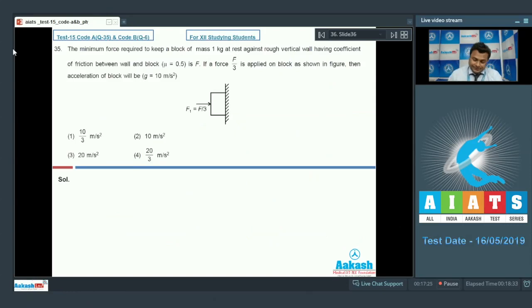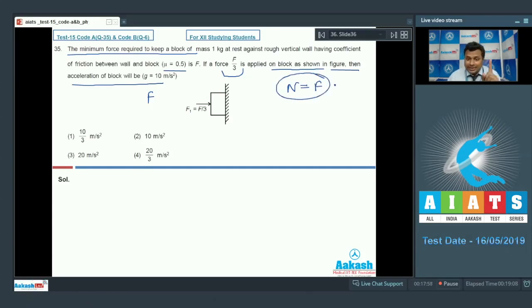Question number 35 everyone. The minimum force required to keep a block of mass 1 kg at rest against a rough wall having coefficient of friction between the wall and block mu 0.5 is capital F. If a force of F by 3 is applied on the block as shown in figure, then the acceleration of block will be what? Now if we are applying a force F, then what will happen? Normal reaction will also be F. Since it is at rest, limiting condition, so we have mg acting downward, limiting friction acting upward, Fs.